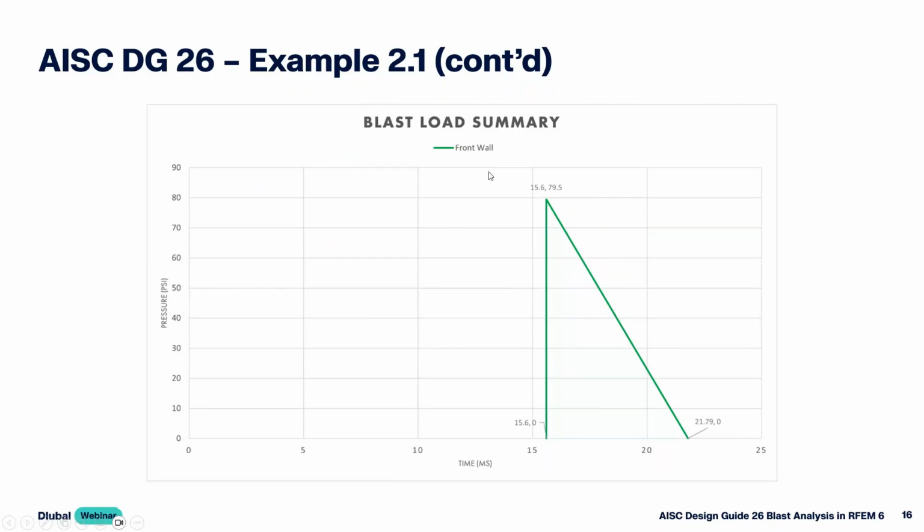If you remember, we have already determined all of these points from our previous calculations. We have our instantaneous rise in pressure to 79.5 psi, and then this linear decay back to 0. We have already determined what these time values are at each of these points. So these are going to be the points that we directly input into RFEM for our first time diagram.